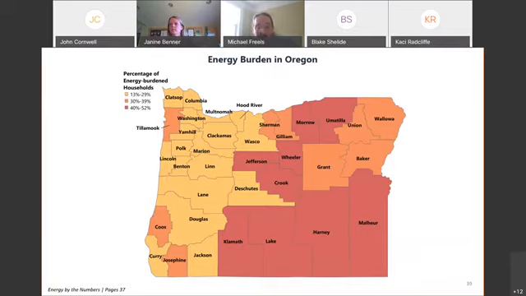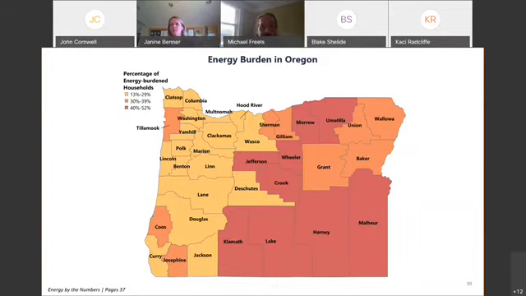So how do we actually define energy burden? If a household's spending is greater than 6% of their income, they are considered energy burdened. And when we talk about their spending, we're talking about their energy costs, such as energy bills on electricity, natural gas, and other home heating fuels.